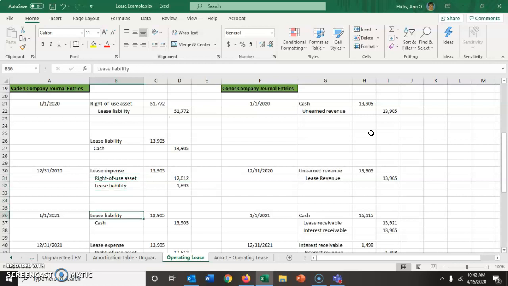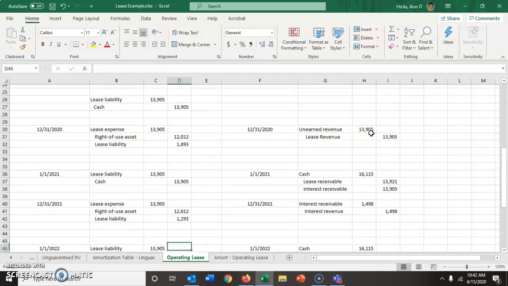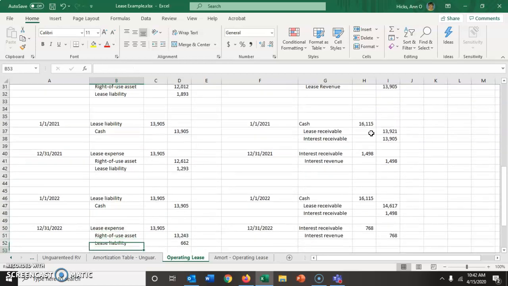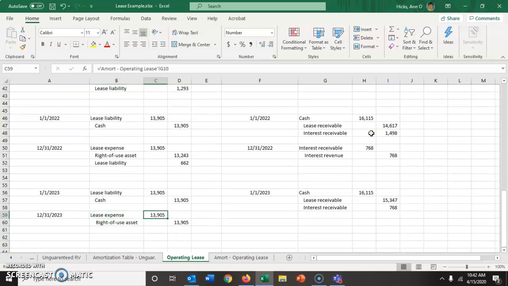And then January 1, we debit lease liability and credit cash. 12/31/2021, again, the lease expense will be exactly the same every year. The only difference is the portion that gets credited to right of use asset and the portion that gets credited to lease liability. And then we go through the remainder of the lease term in the same fashion. Okay, so we have one line of expense related to the lease, and it's the same amount every year.